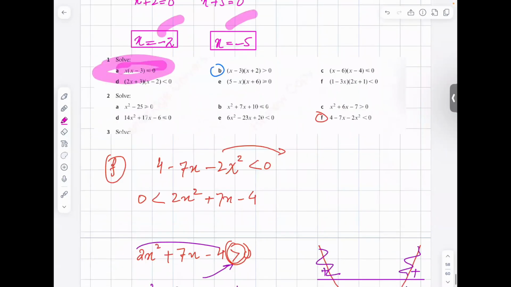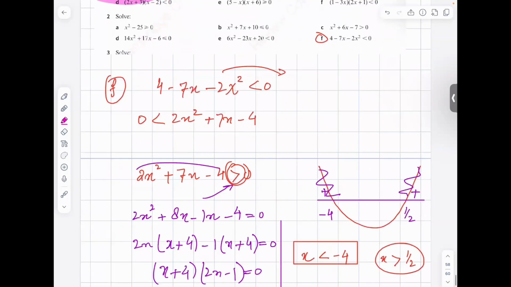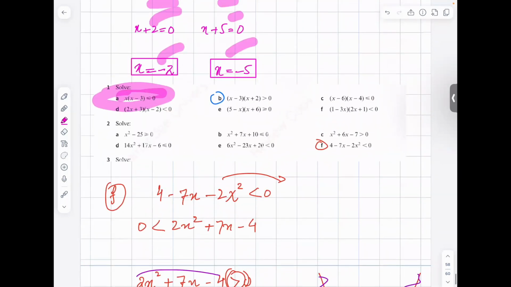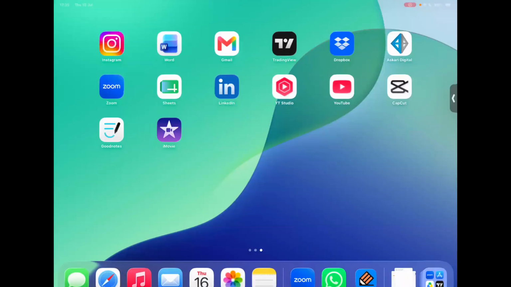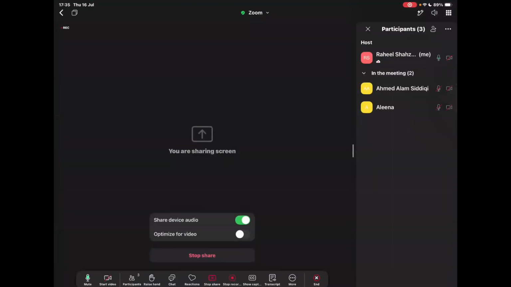Okay. So you can solve a couple of questions of your own choice. Would you be able to solve these as homework? Yes? Ahmed?